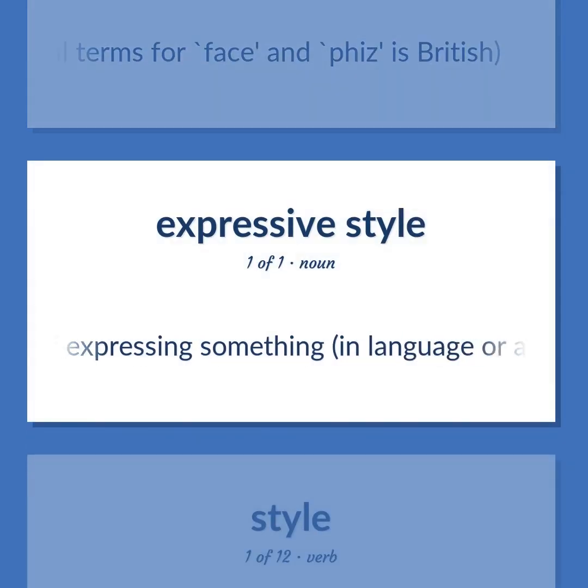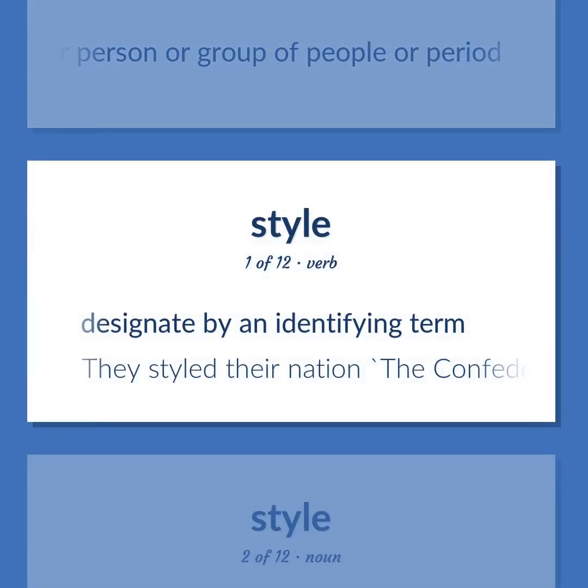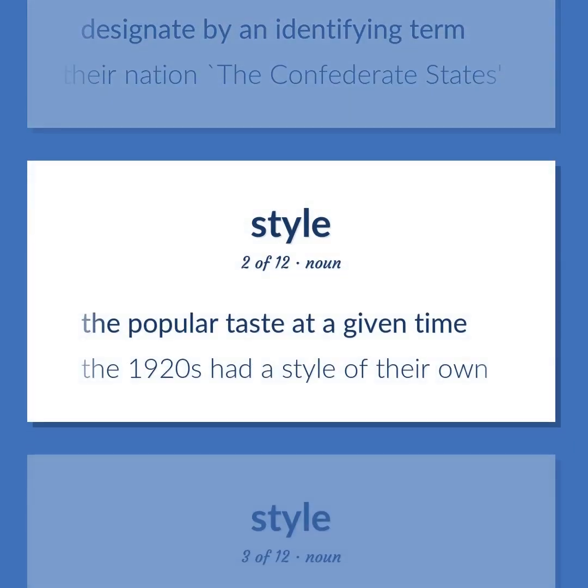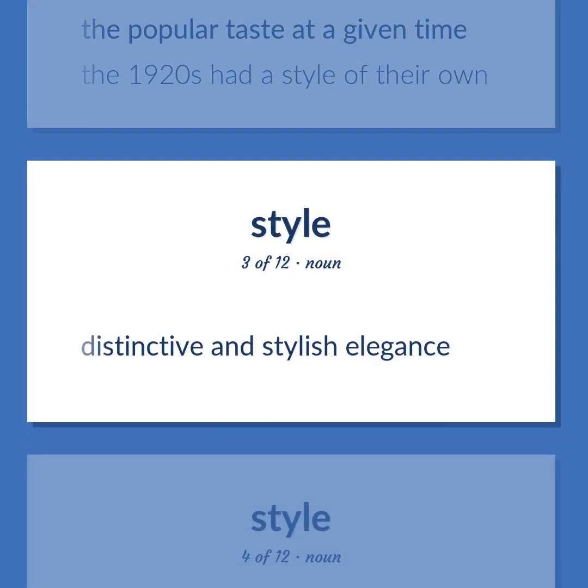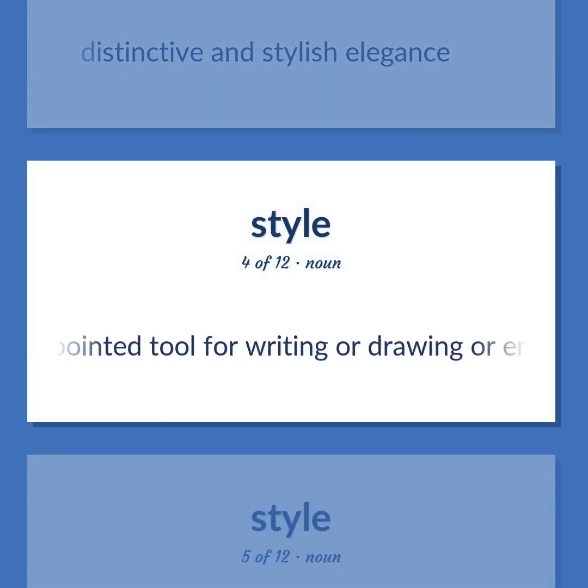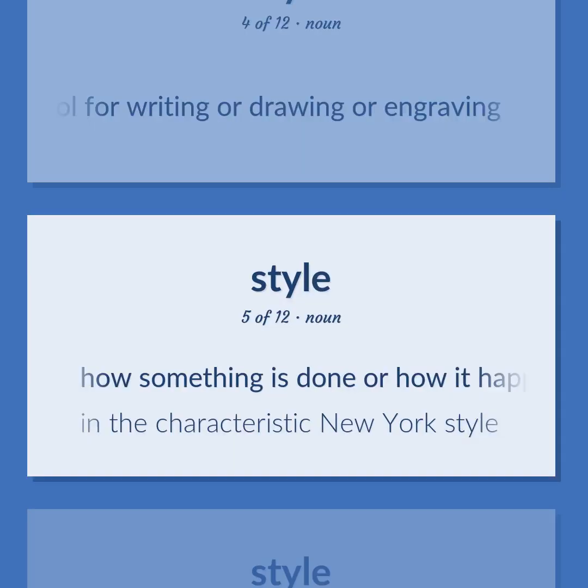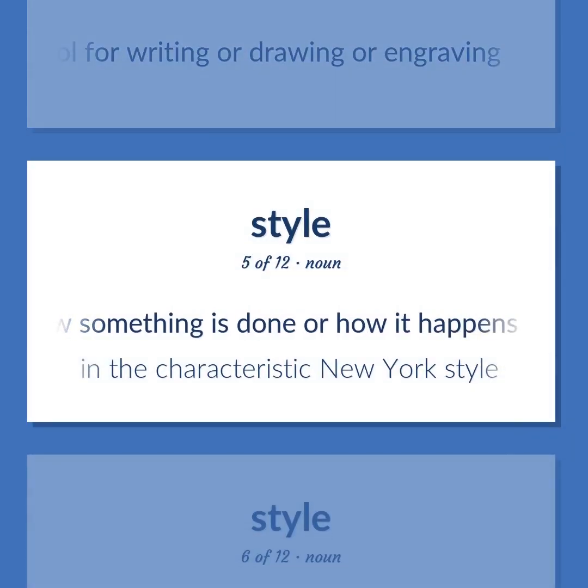Style: a way of expressing something, in language or art or music etc., that is characteristic of a particular person or group of people or period. Designate by an identifying term. They styled their nation the Confederate States. The popular taste at a given time. The 1920s had a style of their own. Distinctive and stylish elegance. A pointed tool for writing or drawing or engraving. How something is done or how it happens. In the characteristic New York style.